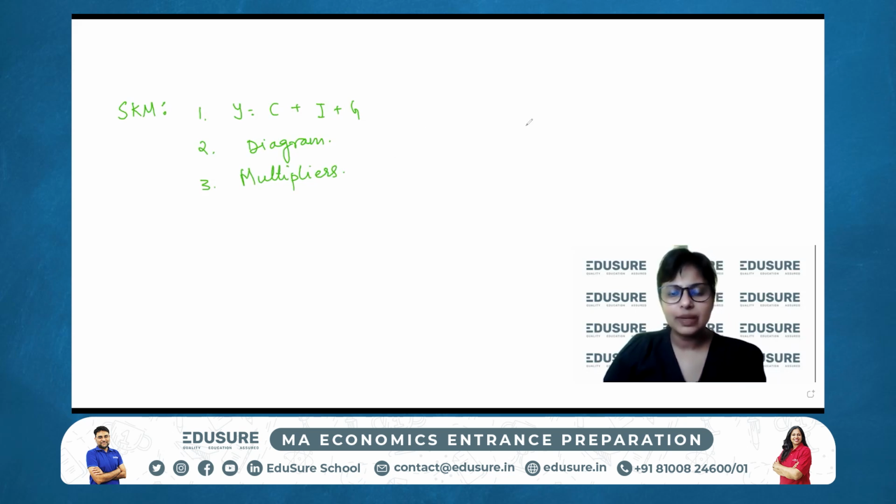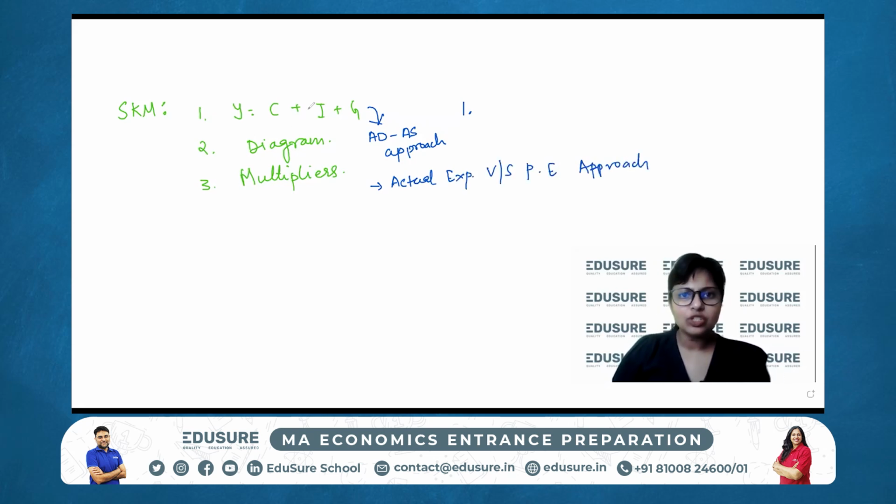So the first task for my today's class, continuing with SKM, is that the C plus I plus G approach is called the AD-AS approach. It is also called the actual expenditure versus planned expenditure approach. So this approach is called the actual expenditure versus planned expenditure approach, or the AD-AS approach.